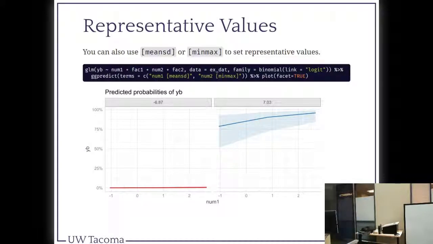So the mean for numeric 1 is right about here, and then minus 1 standard deviation to plus 1 standard deviation. And then for min-max for numeric 2, this is the minimum of numeric 2. That is the maximum of numeric 2. So it's giving me just the minimum and the maximum, and faceted on that.